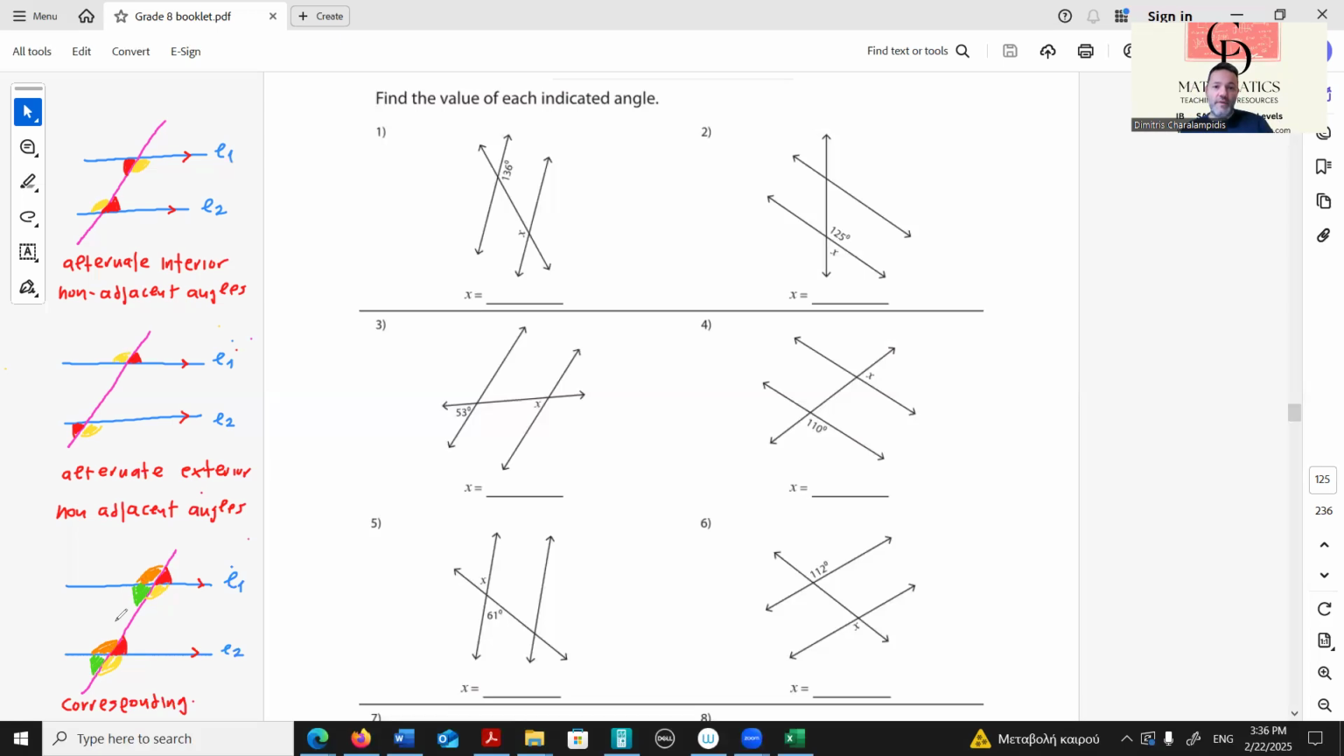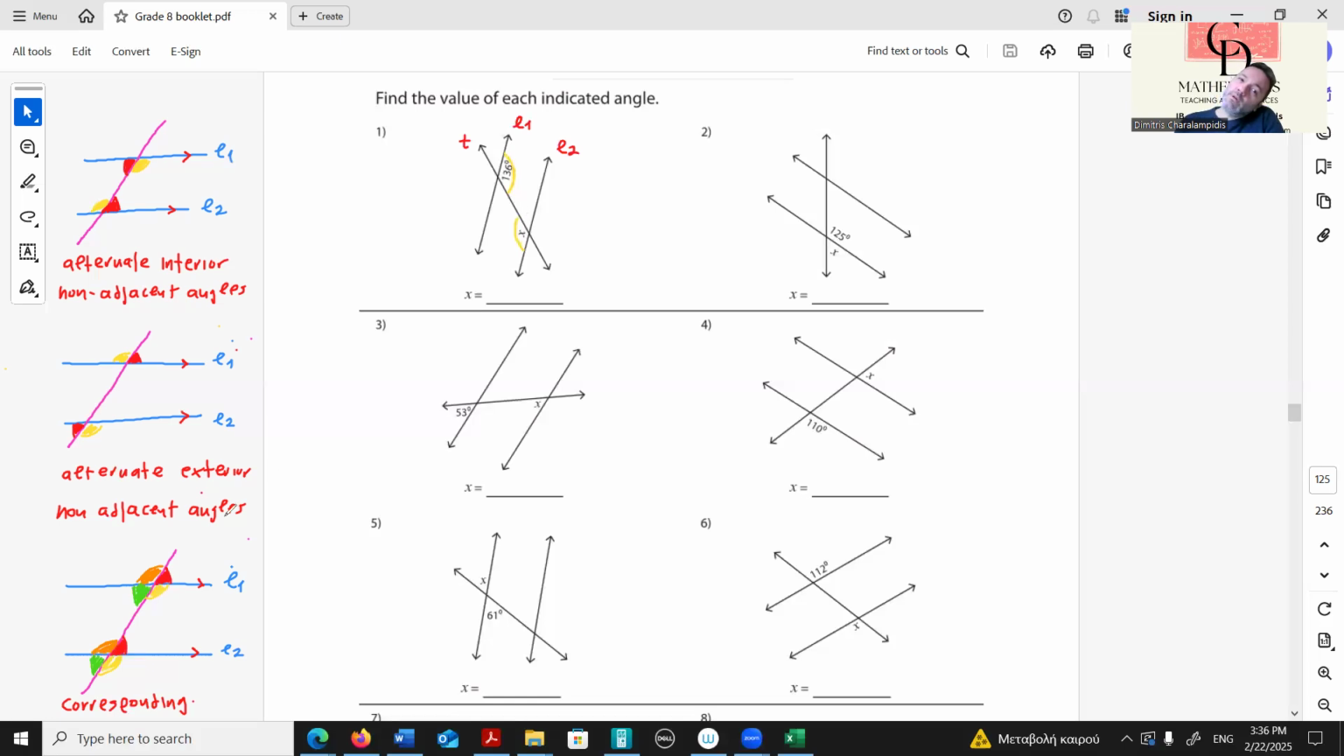Find the value of each indicated angle. We'll be doing together the odd ones. On the first one, can we spot the parallel lines? Yes, although we might not see it directly and we might need to stretch our head on the left side. We can clearly see that this is L1, this is L2, this is the transversal cutting them, and we are talking about the angles. This one, which measures 136, and this one, which measures X.